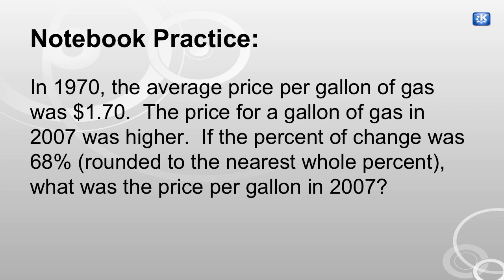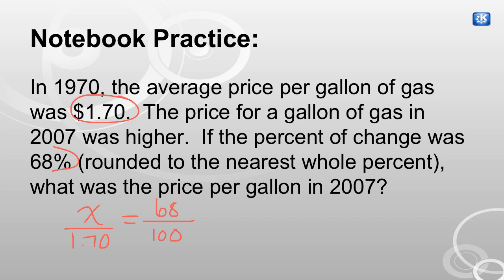The price for a gallon of gas in 2007 was higher. If the percent of change was 68%, rounded to the nearest whole percent, what was the price per gallon in 2007? So let's go ahead and set up our template. We can fill in some of this information. For example, this 68%, I know where that goes. It goes over 100. And I know the original price, that goes down here. But I am unsure of the change.